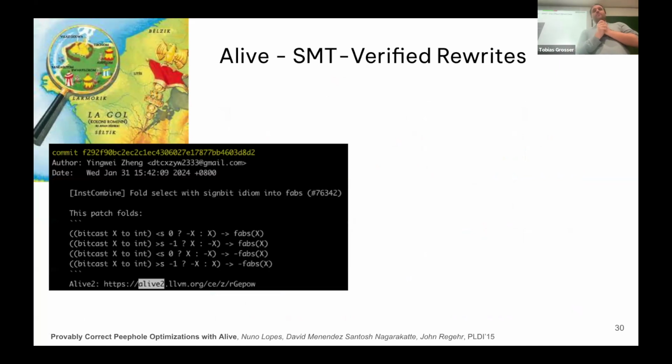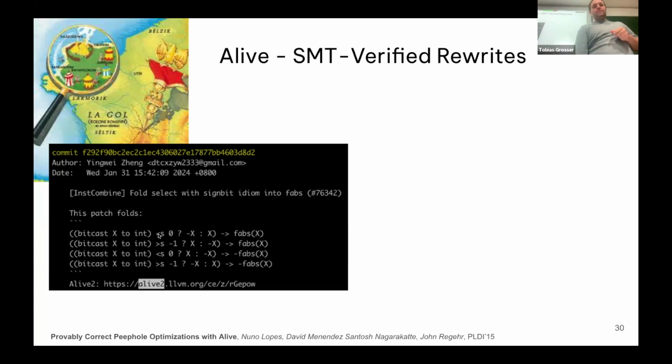Another little village that we have in this space is a tool called Alive. Has any one of you heard of Alive? So one, two, some of the people. Alive is pretty much the only success in formal mathematics in compilers. Whenever you look into commits in the LLVM community repositories, you see this little link to Alive whenever people do rewrites.